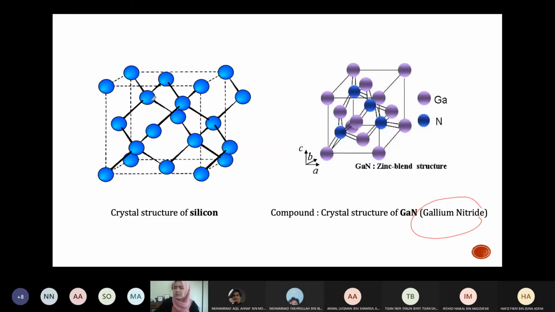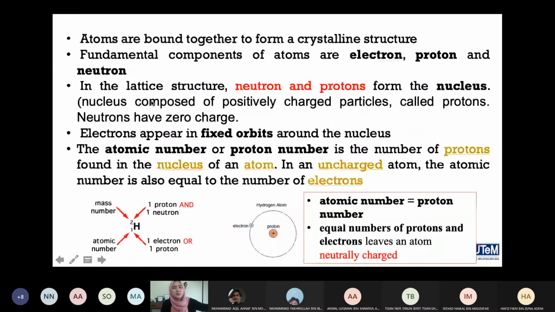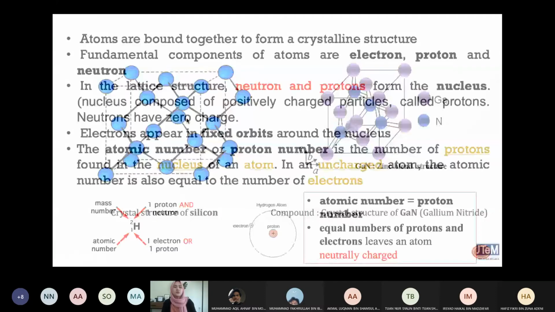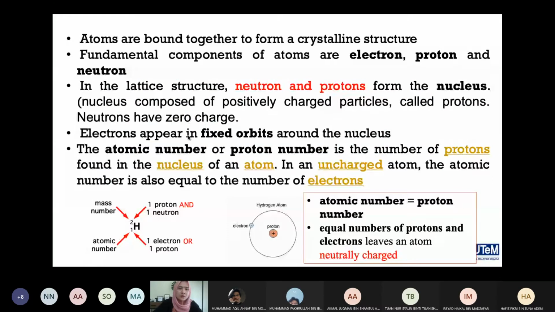And what is a crystal structure? A crystalline structure is atoms that are bound together. You can see that these are atoms and they are bound together. That is what we call a crystalline structure. The fundamental components of atoms, this is standard. I think you already know that atoms consist of electrons, protons, and neutrons. Electron is negatively charged, proton is positively charged, and neutron is neutral, no charge.